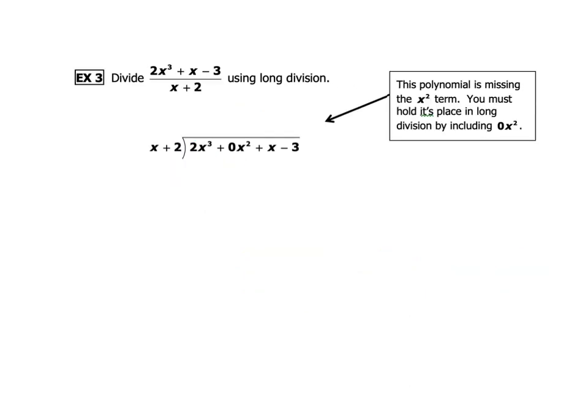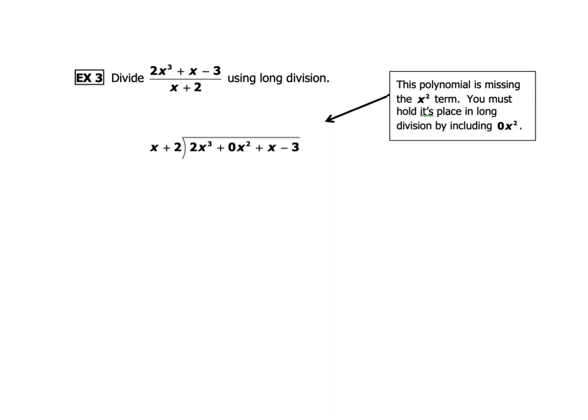Okay, one last example for us to do together, and this one has something a little extra in it. If you look at your numerator, 2x to the third plus x minus 3, and if you notice, there is no x squared term. When you're doing polynomial long division, you have to have every single term from the highest power down to the constant represented. If you don't, this isn't going to work. So as a result, what we're going to have to do is put a 0 in the x squared place.